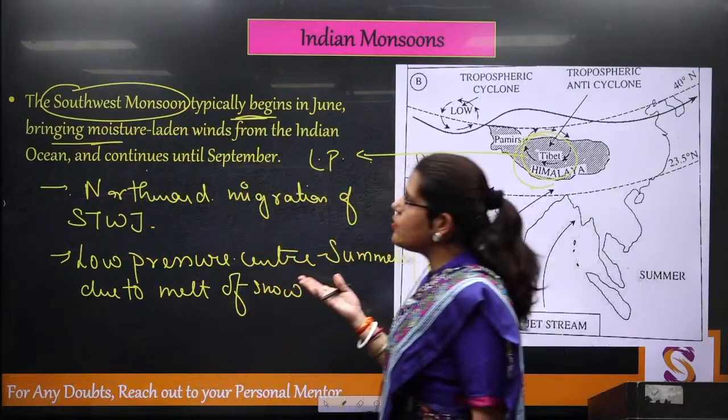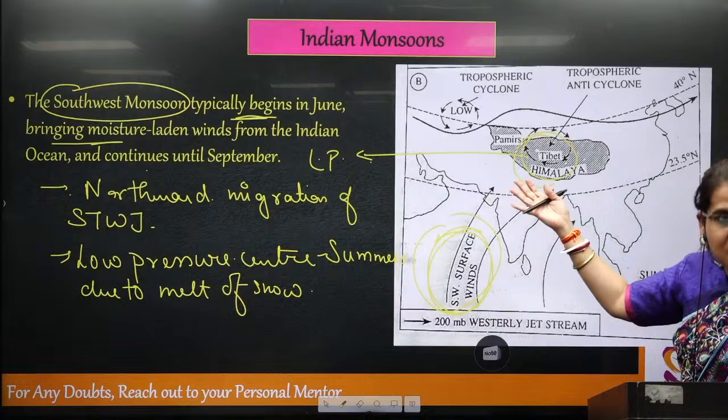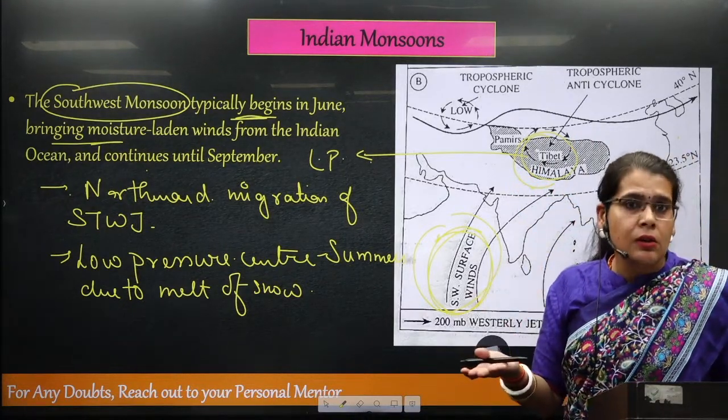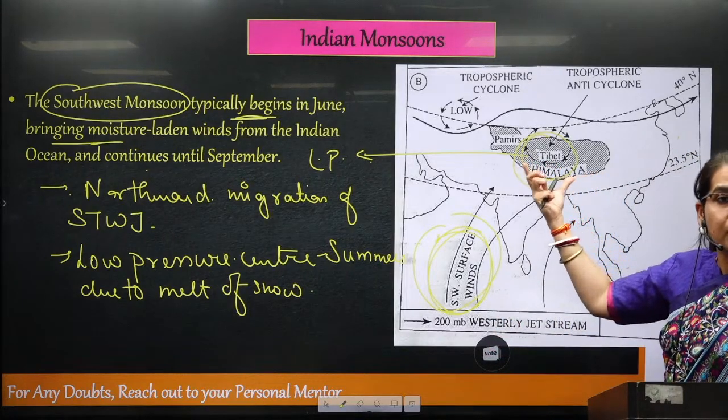Now see why it is very properly developed over India. Maybe if this topography was not existing, maybe this monsoon system would not have been existing altogether, right? So very important role of Tibetan Plateau, very prominent role.